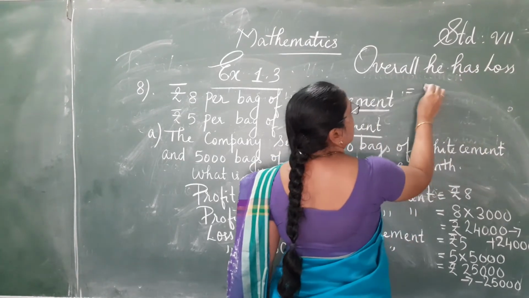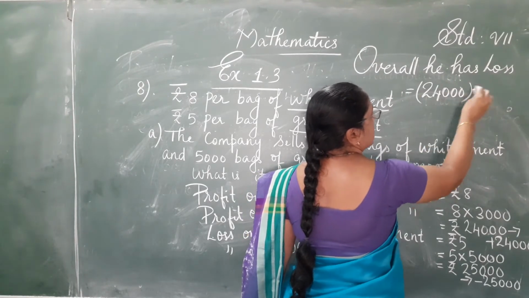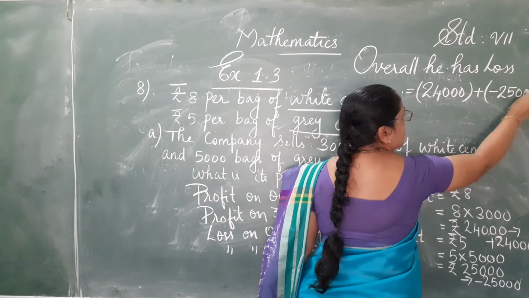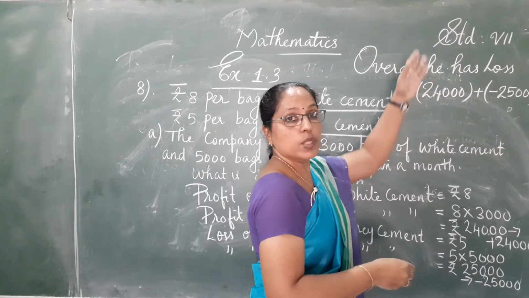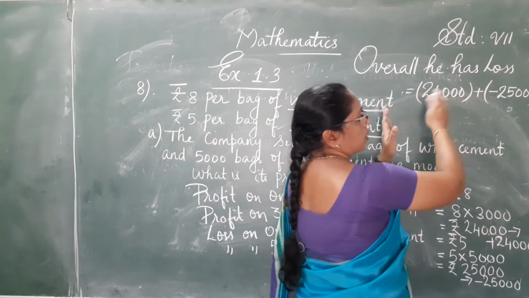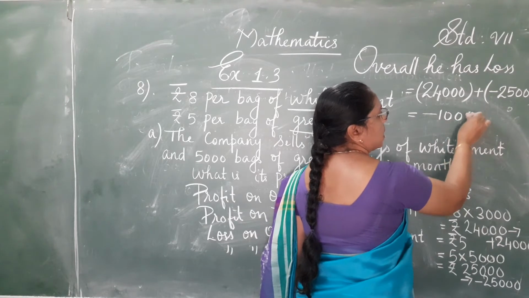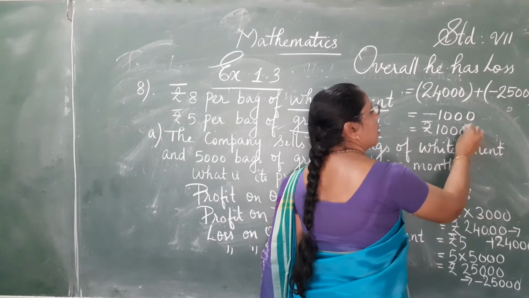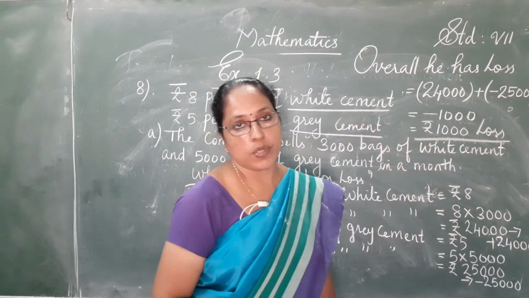That is 24,000 plus negative 25,000. Loss is more. How much more? 1,000 rupees more. So when we use the integer rule, we get negative 1,000. That means rupees 1,000 loss. He is getting a loss of rupees 1,000.